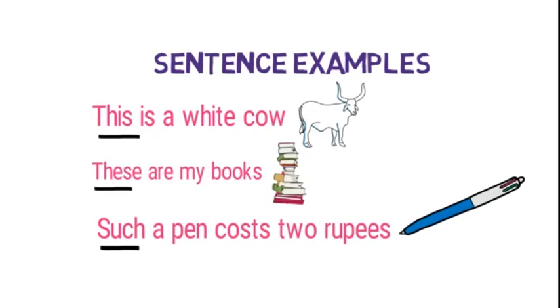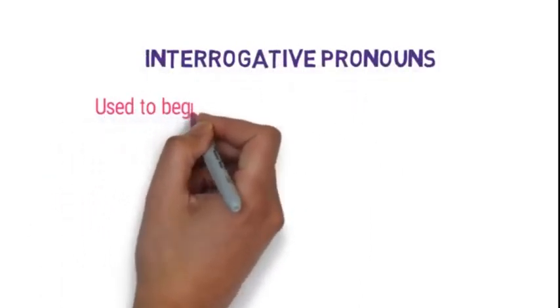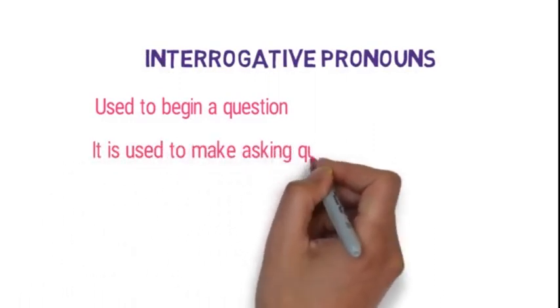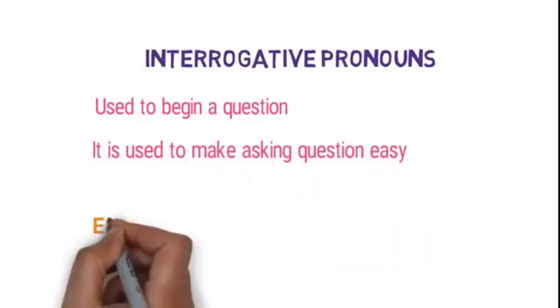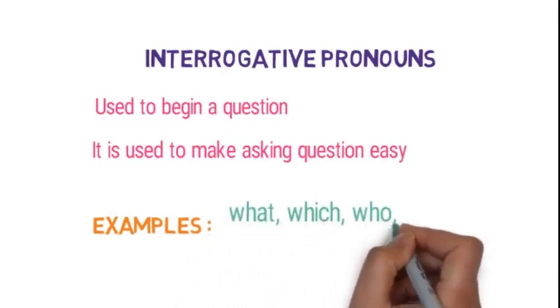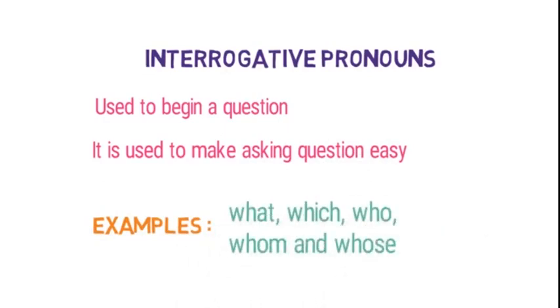Now let's look into the next category of pronouns. Interrogative pronouns. They are used to begin a question. They make asking questions easy. Examples of them include what, which, who, whom and whose.